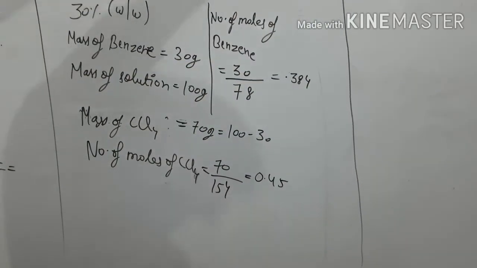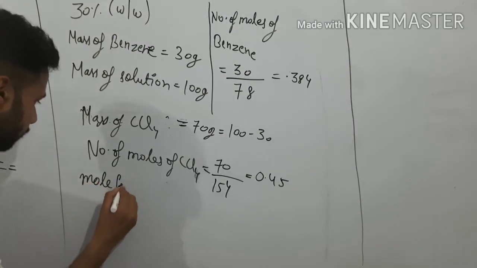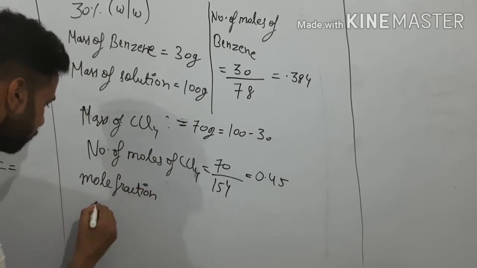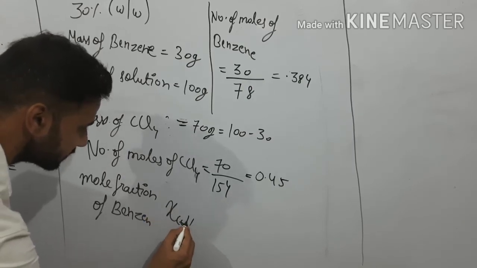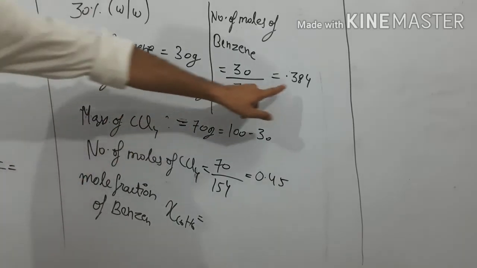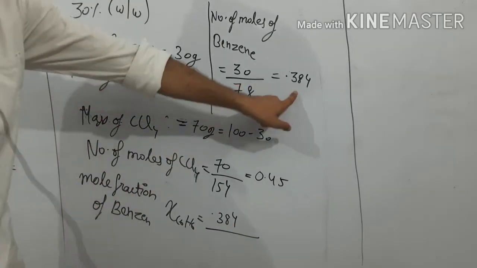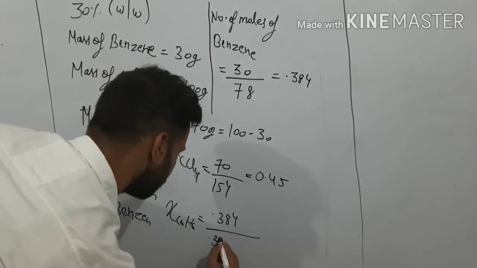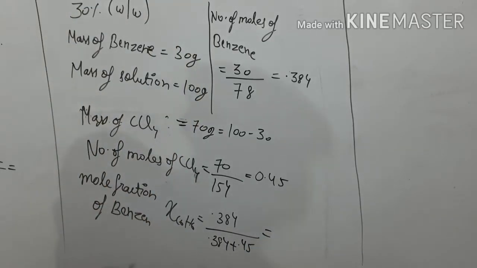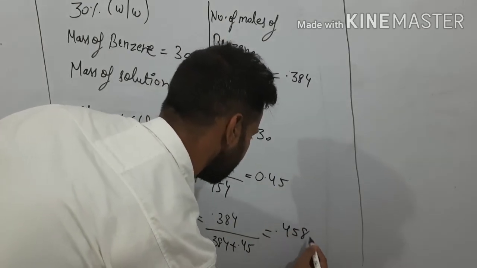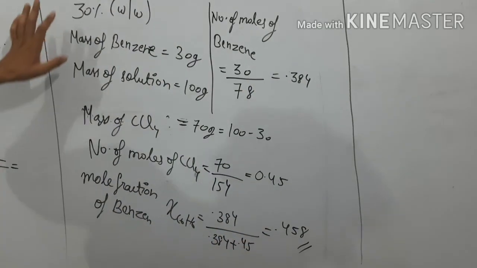Now we have to find the mole fraction of benzene. So the mole fraction of benzene, chi C6H6, is the number of moles of benzene, 0.384, divided by the total number of moles, that means 0.384 plus 0.45. So what will the answer come as? 0.458. Okay, this is the mole fraction of benzene. So this is the answer.